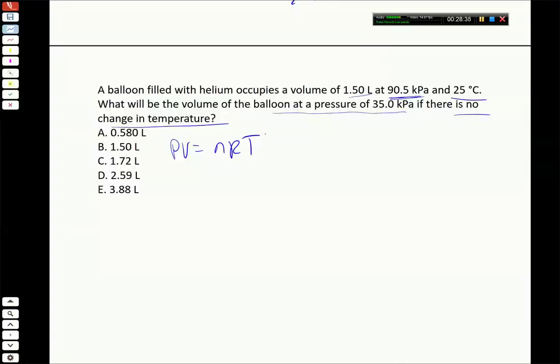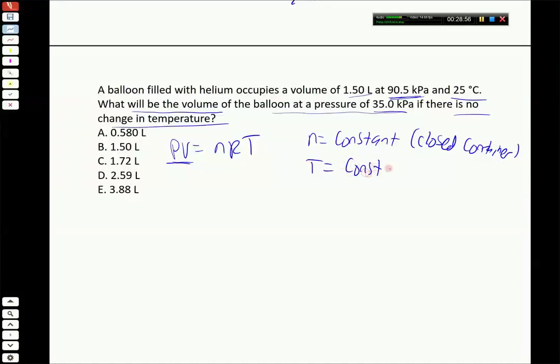So in this problem, we're told that the pressure is changing, and we're solving for what the final volume will be. So we know that pressure and volume are changing. The number of moles is constant because it's a closed container. It's a balloon. So unless our balloon's leaking, we're not going to lose any moles of gas. And we're told that temperature is constant as well, directly in the problem. There is no change in temperature.